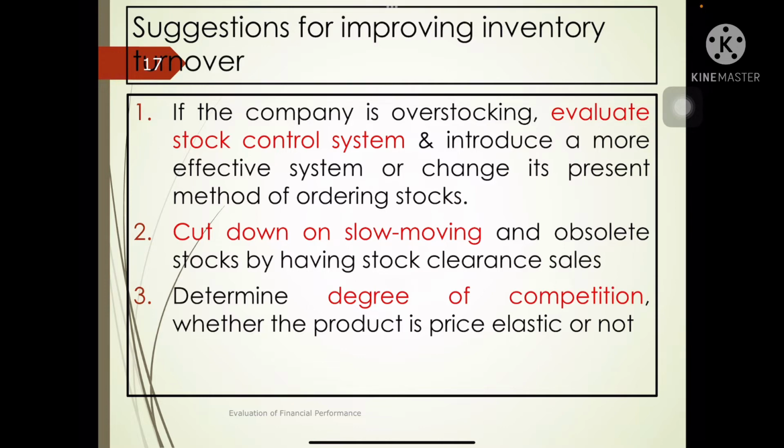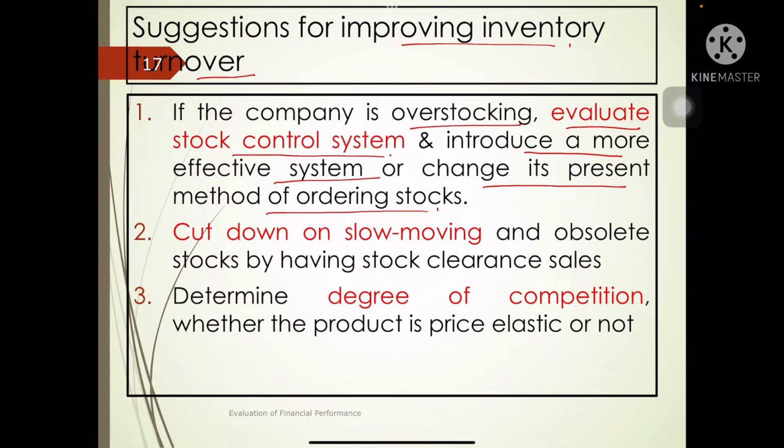Alright, so these are the suggestions on how to improve the inventory turnover. We would like to have a higher number, and also the number of days should be reduced. If the company is overstocking or has too much stock, evaluate the stock control system and introduce a more effective system, or change its present method of ordering stock. Maybe they order too much, so we have to look back at the stock controlling system, whether they buy too much or what.